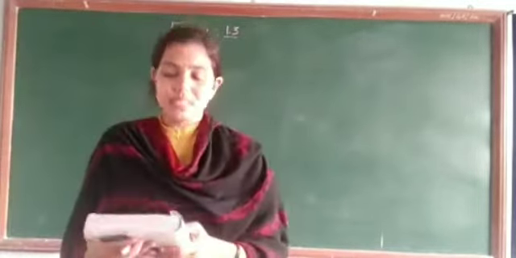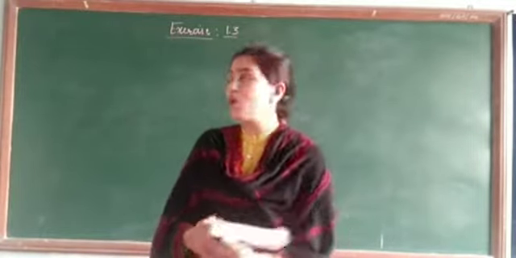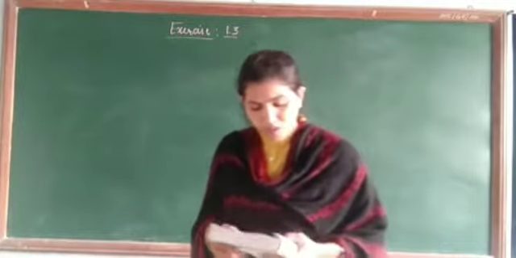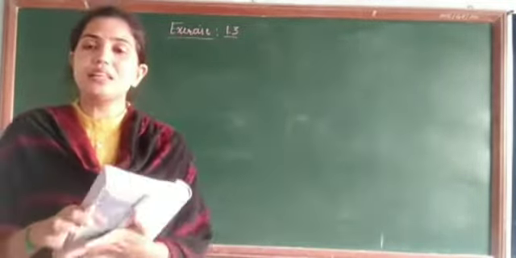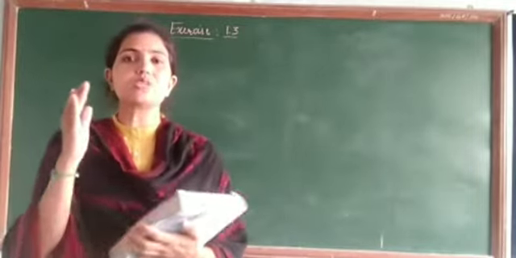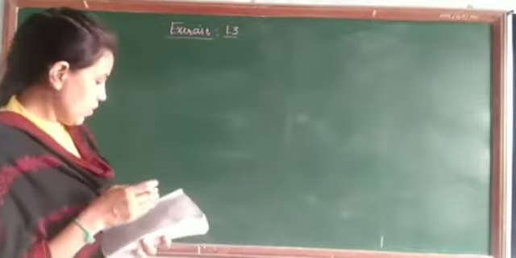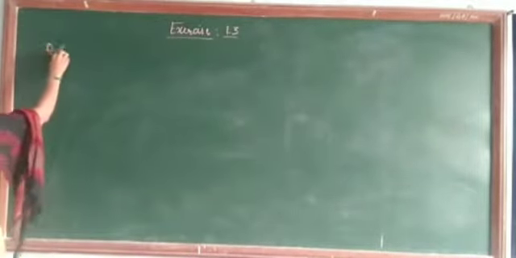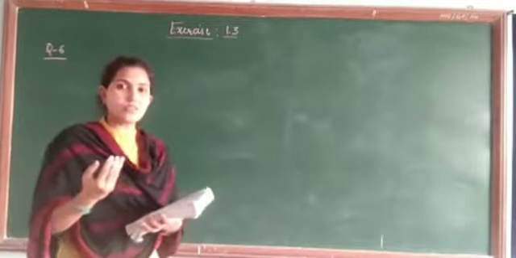Good morning, students. In the last class, we have seen up to question number 5 of exercise 1.3. So today we are starting with question number 6. Till question number 5, it is very clear how to write down the subset of a set. Now question number 6 asks us to write down the intervals. Question number 6 is: write the following as an interval.